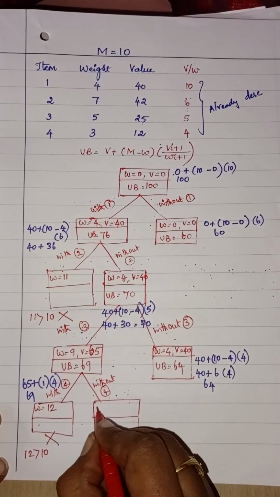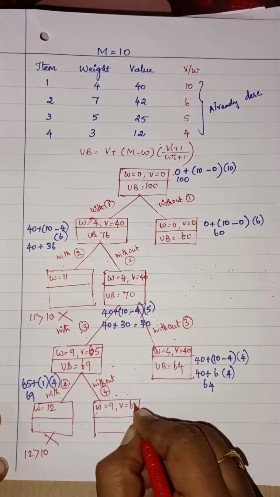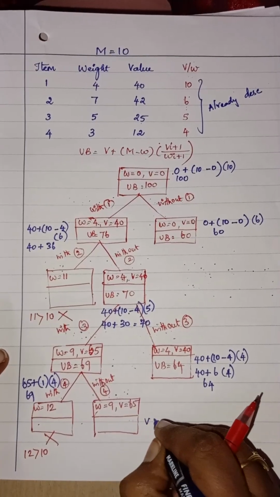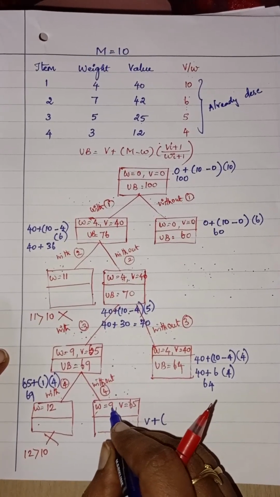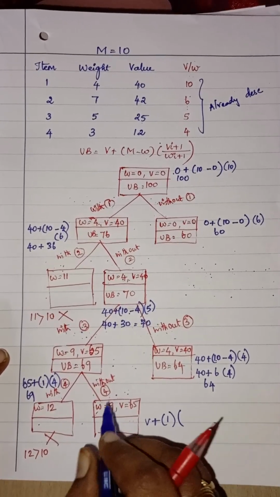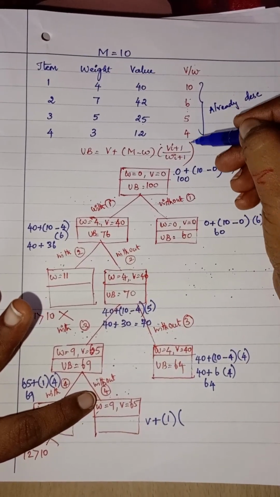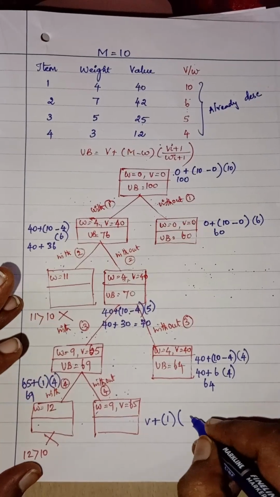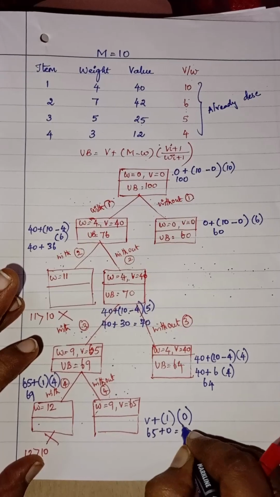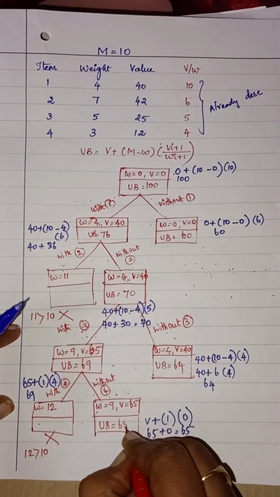So without 4, weight will remain 9. Value will remain the same. And what is the upper bound? Upper bound is V plus M minus W, that is 10 minus 9, will be 1. I am in the fourth item, but there is no fifth item. So what will be the value of V(i+1) by W(i+1)? It is going to be 0 only. So 65 plus 0 is 65. So the upper bound is 65 here.